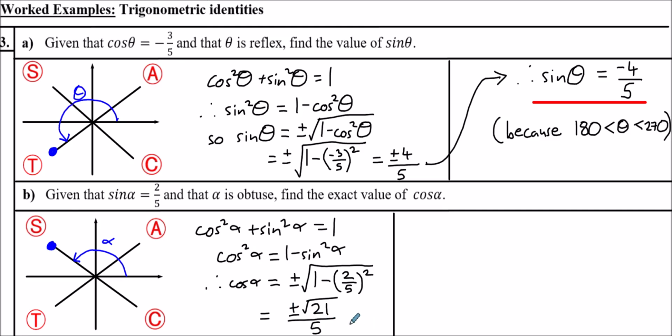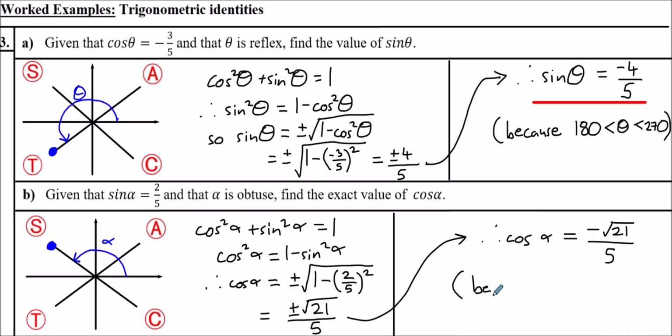So therefore we can just say that cos of alpha must therefore be negative root 21 over 5. Again, if you needed a reason, not that the question's asking for the reason, it's because of where alpha is situated in this second quadrant. So alpha is between 90 and 180.